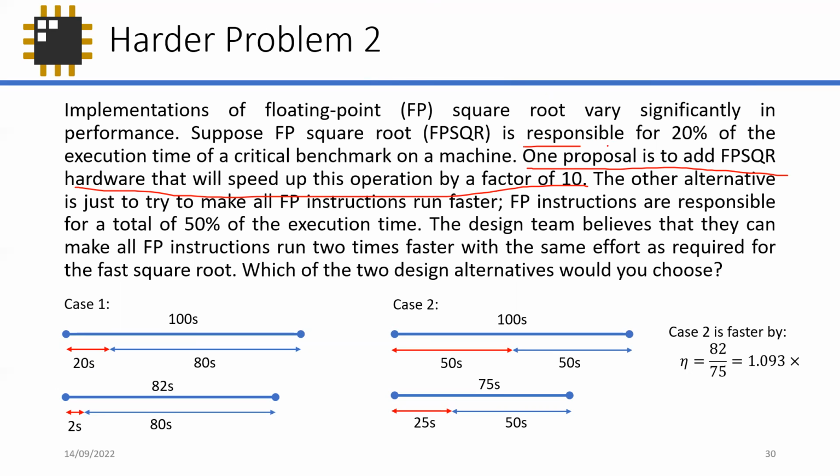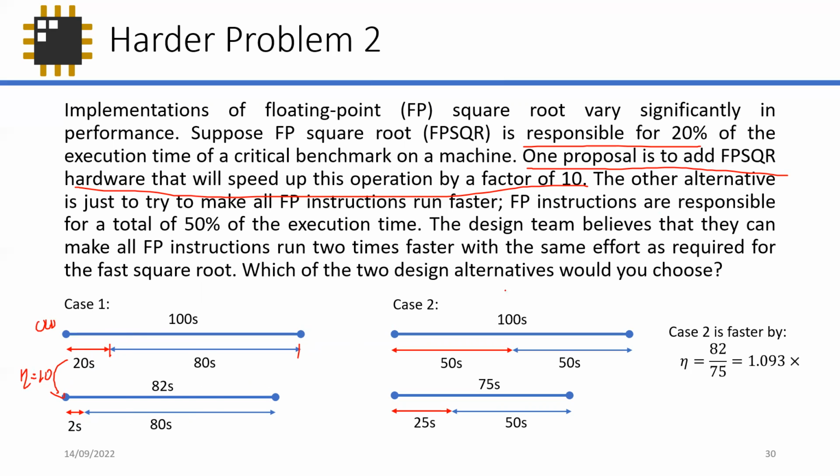However, it's only working for 20% of the time. So for the old case, it's 20 seconds of the total execution time. If I add that FPSQR acceleration, it reduces that 20 seconds to 2 seconds, because it's 10 times faster. And of course, there's the untouched part, that 80 seconds. You get a total of 82 seconds overall.